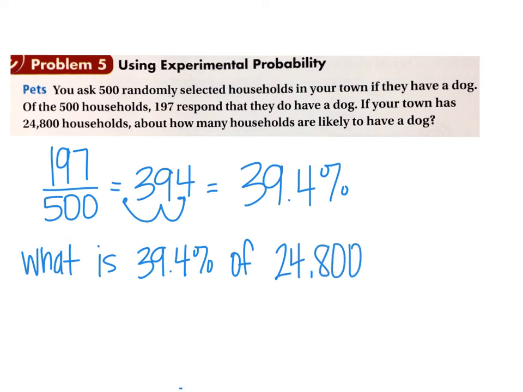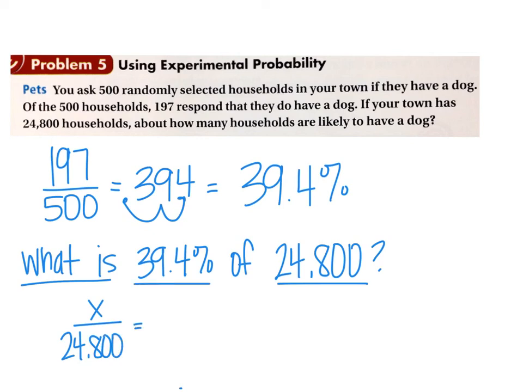24,800? And if you had me for the percentage chapter last year, you know my little trick we're going to do. It's number, what is, so it's x, over of number equals percent number over 100. And we'll solve our proportion, so we're going to do the cross product.